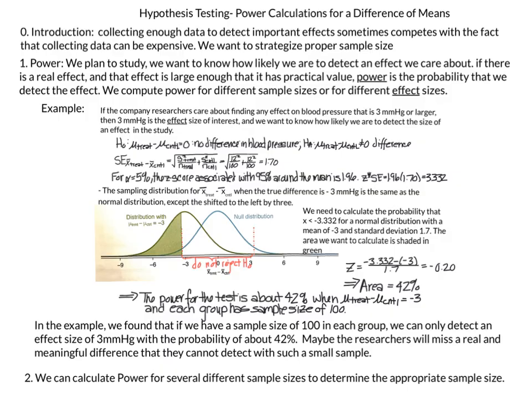And in the example, we will find that if we have a sample size of 100 in each group, we can only detect an effect of the size 3 millimeter Hg with a probability of about 42%. Maybe the researchers will miss a real and meaningful difference that they cannot detect with such a small sample. So we calculate power for several different sample sizes to determine the appropriate sample size. And even better, we will see an example where we have a computer calculate power for several different sample sizes. And when we graph that, we will see there's often a sweet spot for sample sizes.